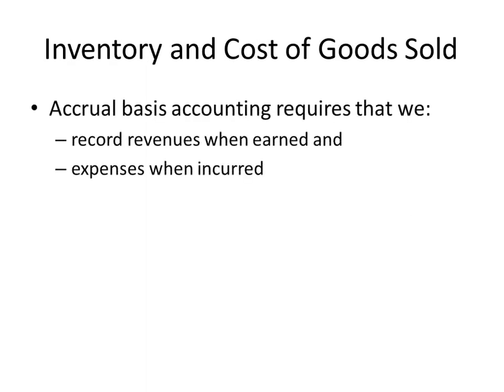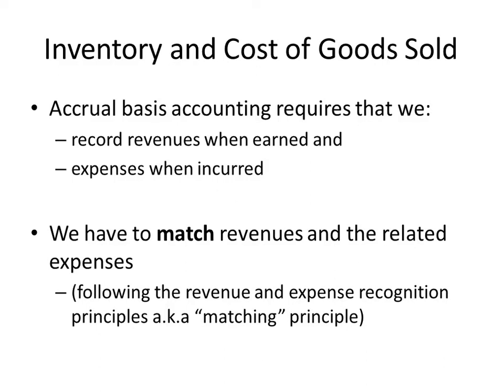So, inventory and cost of goods sold. We've already touched on this: in accrual basis we have to record revenues when earned and expenses when incurred, and so we have to match. According to the matching principle, that's why we put our items into inventory. They're assets until they're sold, then they become cost of goods sold. But according to the matching principle, we have to match revenues and the related expenses.